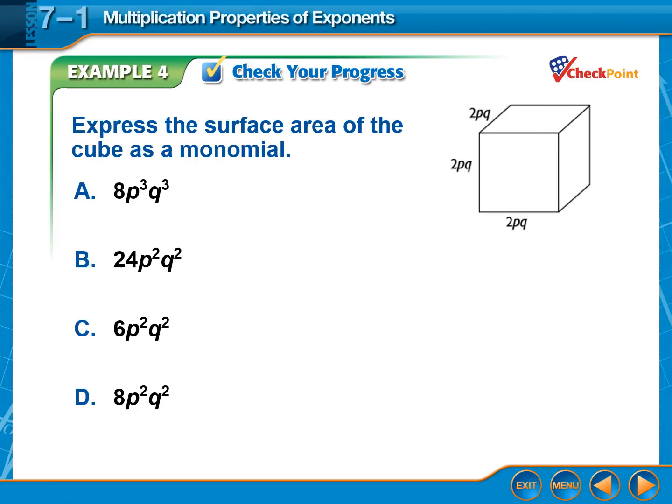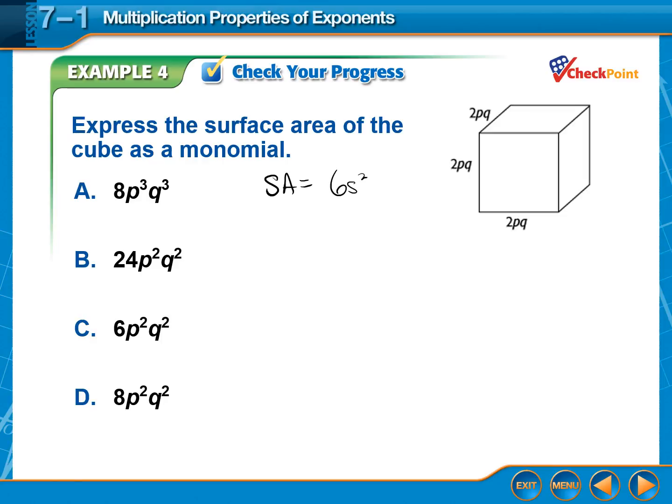All right, so your turn. Express the surface area of the cube as a monomial, meaning find the surface area of this cube is what they're saying. Well, to find the surface area of a cube, you need to know the formula. The surface area of a cube is the area of all of the faces. Since they're all the same, you find the area of one of these, which would be s squared, and do it the number of faces that it has. Well, a cube has 6 faces, so the surface area is 6 times s squared.